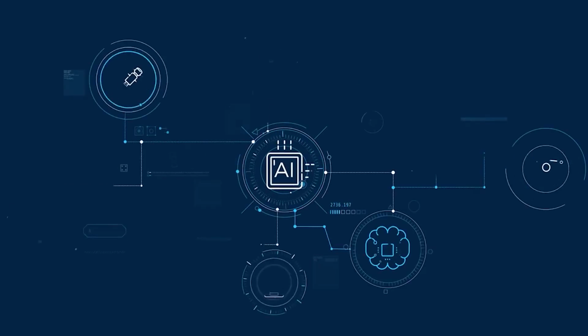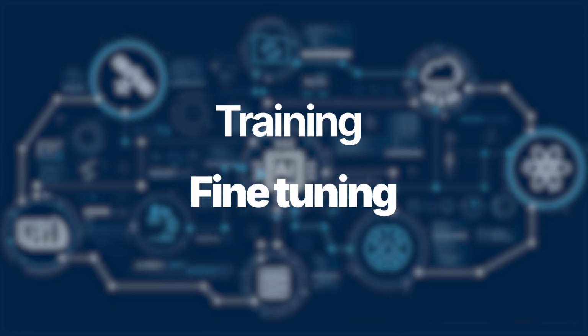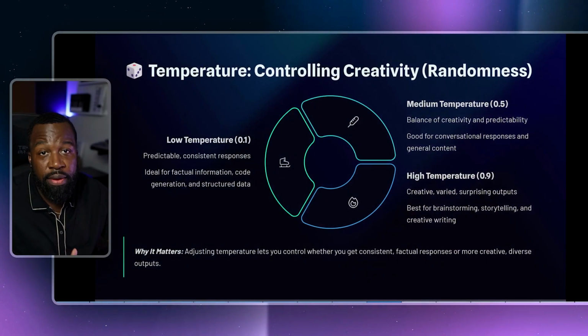Do keep in mind some of the other parts of the AI lifecycle that we've talked about, such as training and fine tuning. Why does it matter? Understanding inference is going to help you grasp why responses take time to generate and how computational costs are determined. Next up, we have temperature.